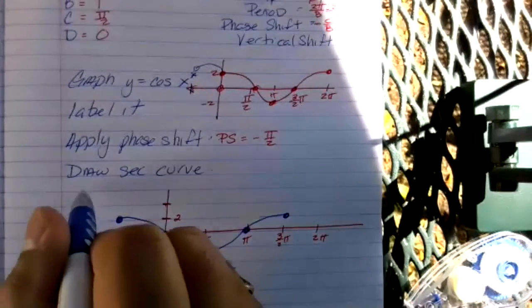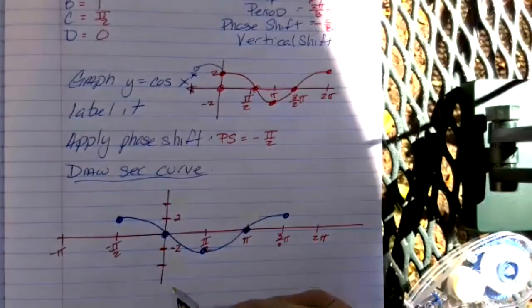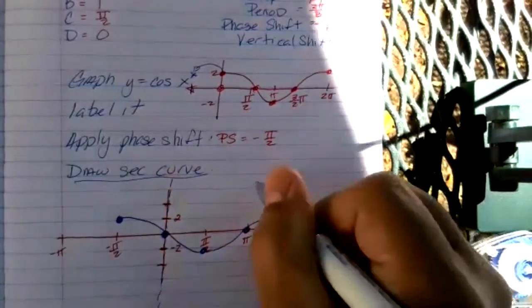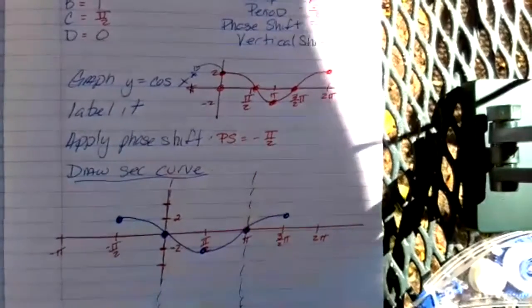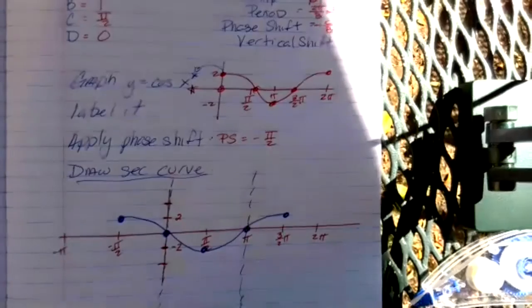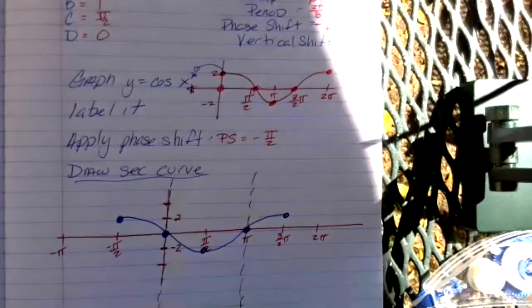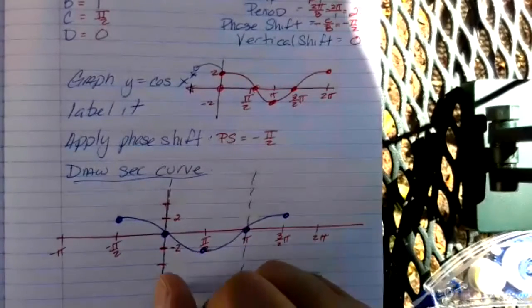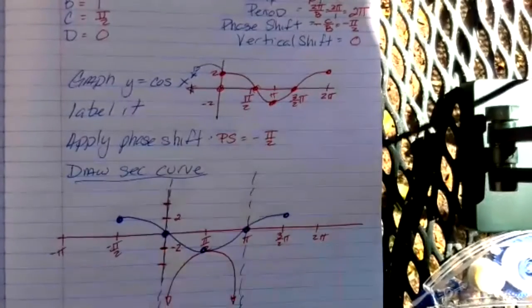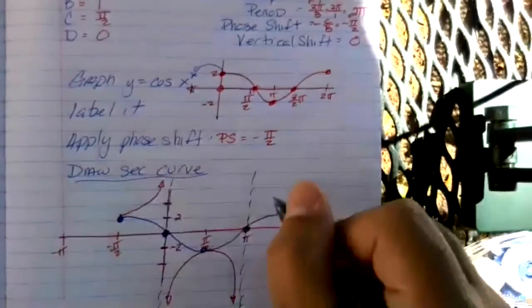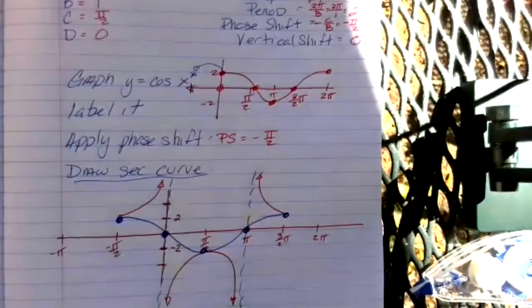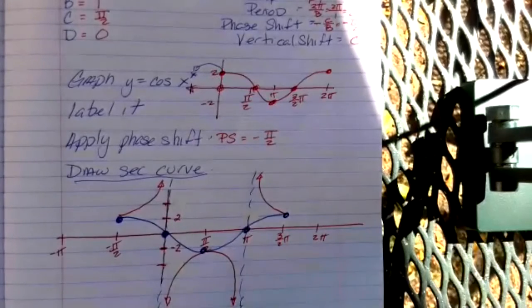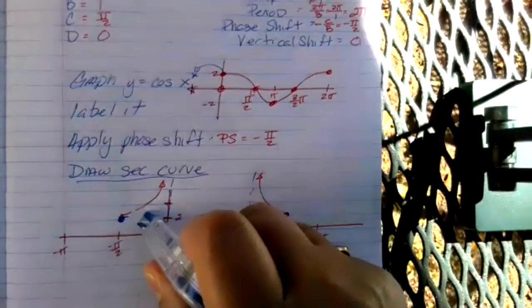That's not the end because we have to draw a secant curve. So we've got to remember that our asymptotes are at our zeros and that our secant curve reflects off of our cosine curve. So we're going to have one there, one there. So in short, that's what it would look like. And maybe you would erase your cosine curve.